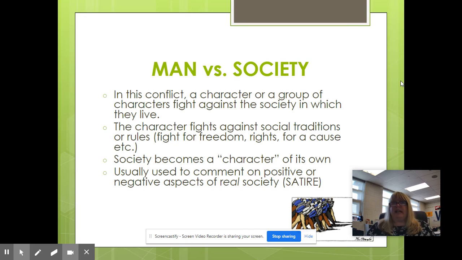For example, the Hunger Games. Katniss versus the Capitol. That is a man versus society situation. She's fighting against the freedoms and rights that the Capitol has taken away from them. And again, that's kind of focusing on some of the aspects of our real society. We have a society that does make rules for us and does have different things that we don't necessarily agree with. So it's kind of making fun of a little bit of that as well. So man versus society means that the character is fighting against those people that make those rights, those freedoms. You're fighting for a cause overall.